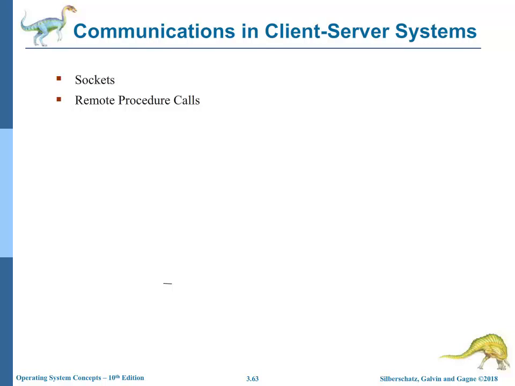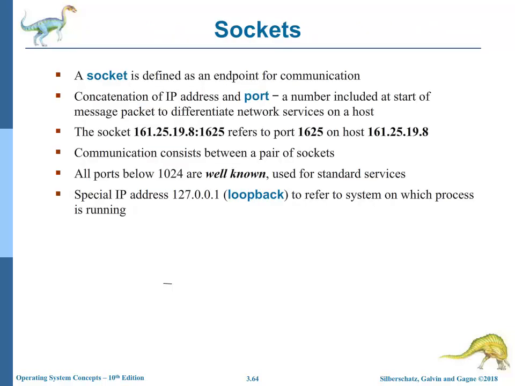In this section, we explore two other strategies for communicating in client-server systems: sockets and remote procedure calls, RPC. A socket connecting to the network is created at each end of the communication. Each socket has a specific address. This address is composed of an IP address and a port number.